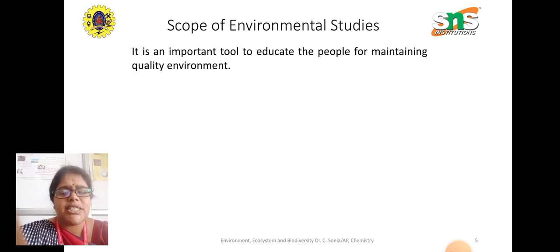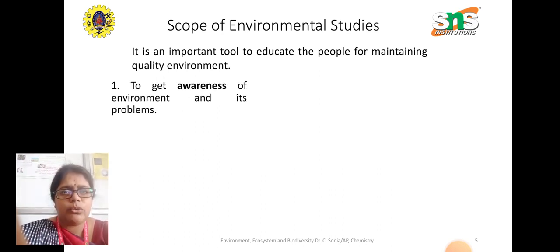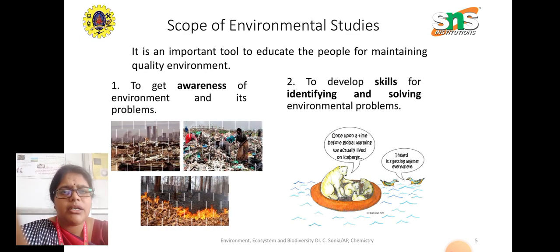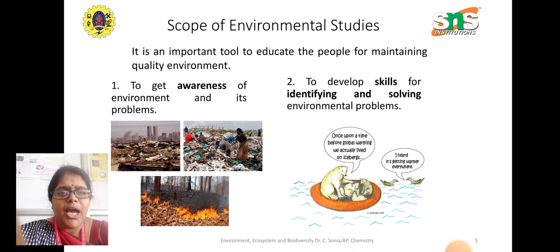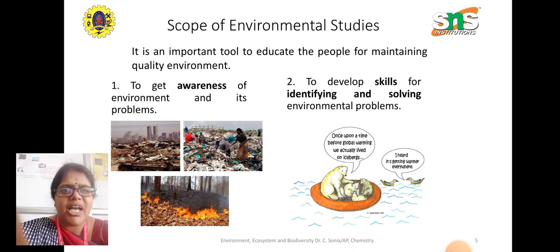Scope of environmental studies. It is an important tool to educate people for maintaining a quality environment, to get awareness of the environment and its problems, and to develop skills for identifying and solving environmental problems. To get awareness of the environment: see, the environment is polluted, there is an increase in temperature due to global warming, forests are being burned, and you don't have managed space to dispose of solid waste, electronic waste, etc.